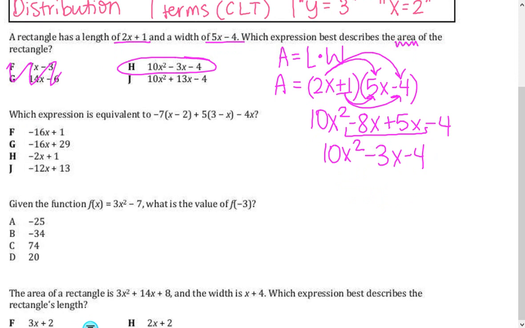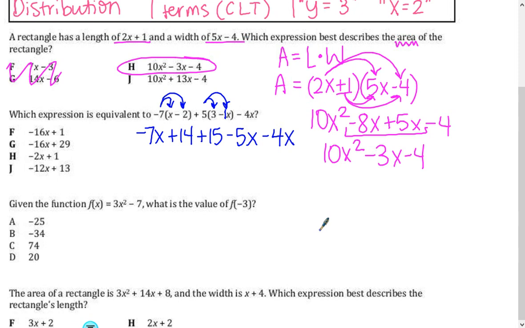Alright, let's look at our second example. Which expression is equivalent to this? Now notice again, there's not an equal sign. So here, I'm going to be distributing and combining like terms. First, I want to distribute that negative 7. Then I'm going to distribute this 5. That's going to become negative 7x. Negative 7 times negative 2 is a positive 14. 5 times 3 is positive 15. 5 times negative 1x is negative 5x. And then I have my negative 4x.